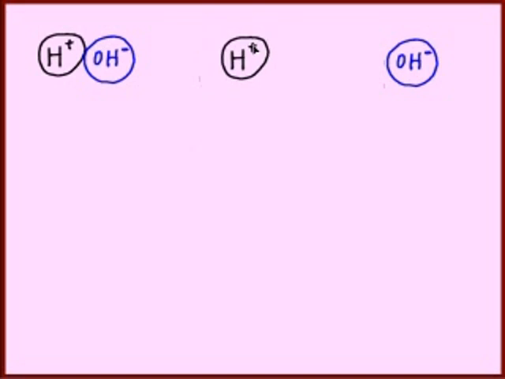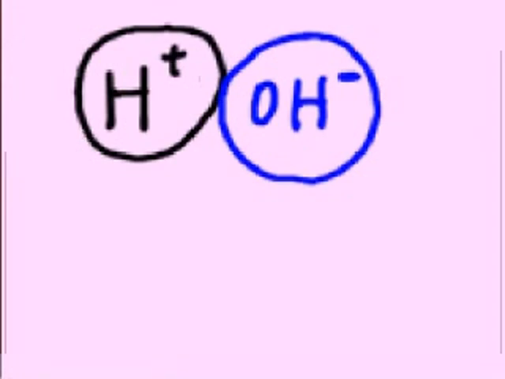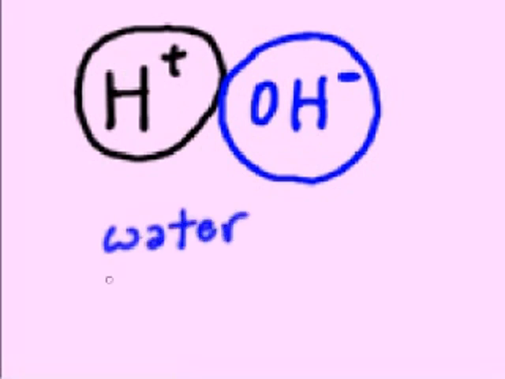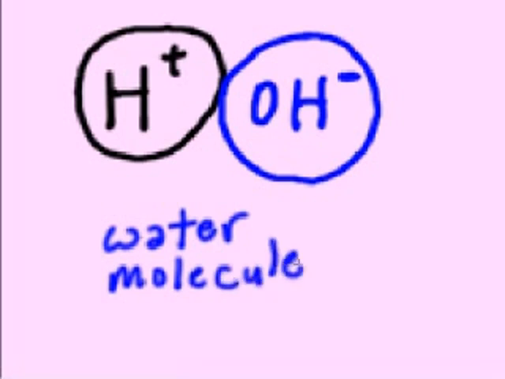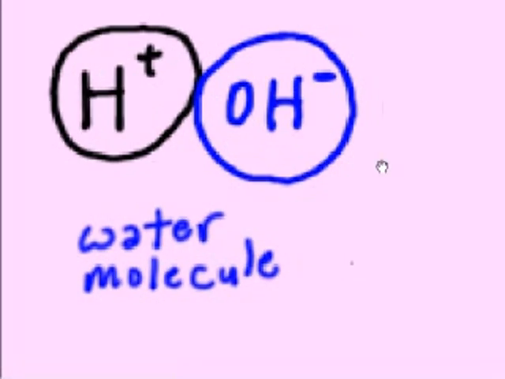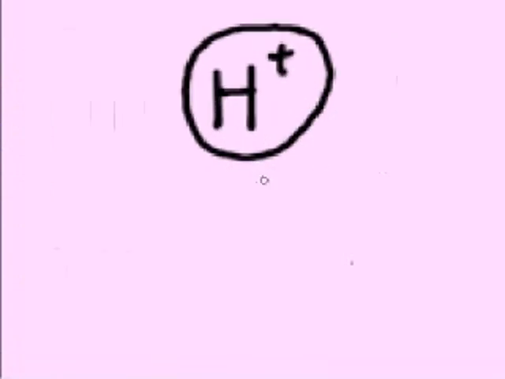And so water can spontaneously dissociate into the hydrogen ion and the OH ion. Now let's name these three components. All three of these would be in a glass of water. This is just the water molecule. In a glass of water, you have lots of water molecules. You're going to have these hydrogen ions. And so this is a hydrogen ion.